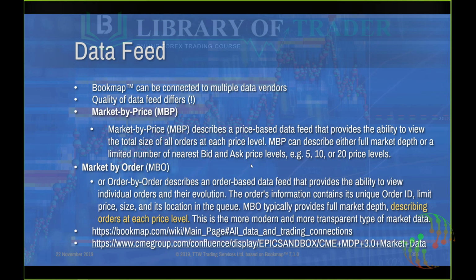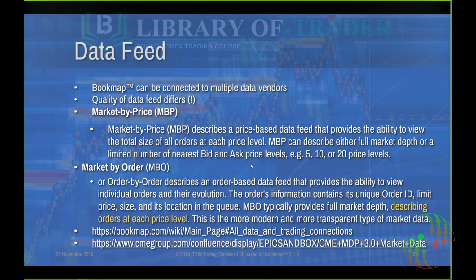Of course, Bookmap can be connected to multiple data vendors, and the quality of the data feed differs dramatically. It's a huge business to provide data, but data quality costs money. Really, it does. If you want to have the best data, you have to pay around $1,000 a month, roughly speaking, if you want the raw data from the exchange. It works if you have the money and the resources. Do so, because then you have everything you need. You can't get better data.